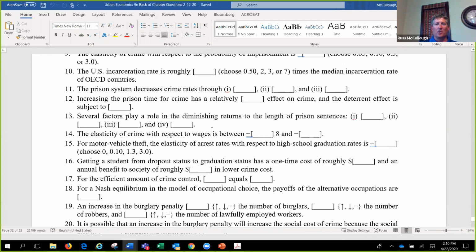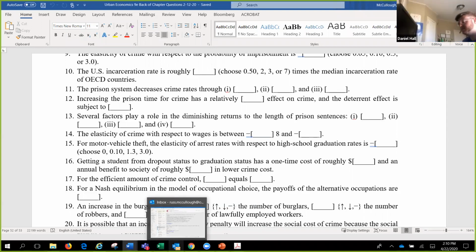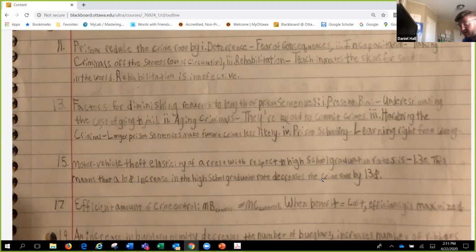Several factors play a role in diminishing returns to the length of prison sentences. Okay. And so this was kind of a look it up in the book type problem, correct? Yeah. Let me pull your thing back up. My question is, the last one, number 4, said prison schooling, but I don't know if I understood that correctly, because I thought it meant, does that mean that the prison is teaching them right from wrong, or does that mean that they're learning from each other?